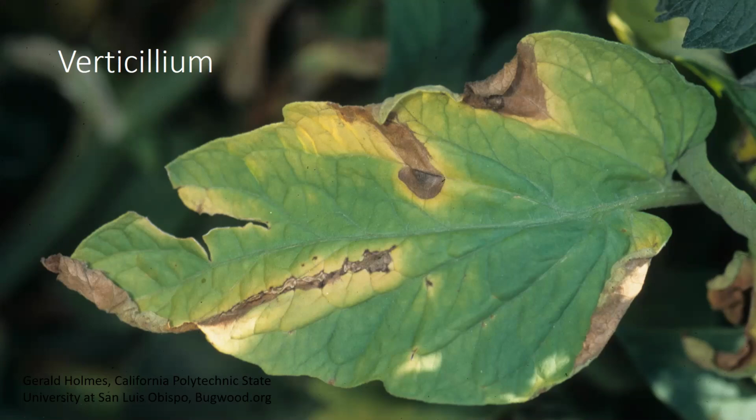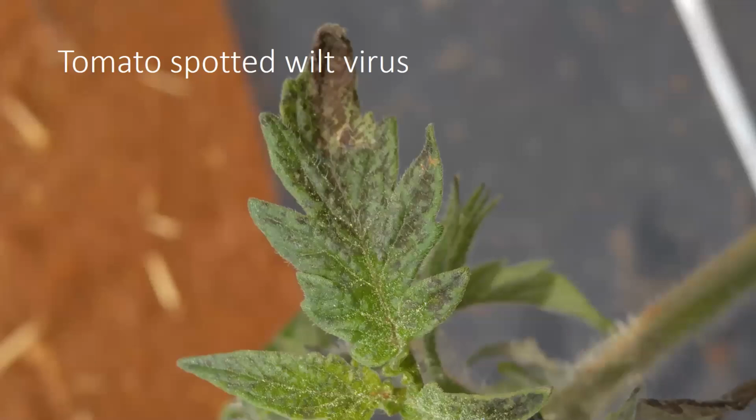But because they're very similar to some other diseases, you want to make sure that you get a positive ID, because again, this is one that there is no control for. So the only thing that you can really do is use resistant varieties and good crop rotation. The next one that we're going to talk about is tomato spotted wilt virus.